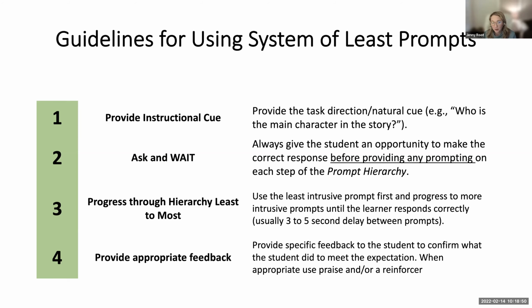And you want to provide appropriate feedback to the student to confirm what they did to meet the expectation. When it's appropriate, use praise or a reinforcer, but it might just be that they get to go on to the next one, or the task is over, or they've opened the book, so now the reading begins.